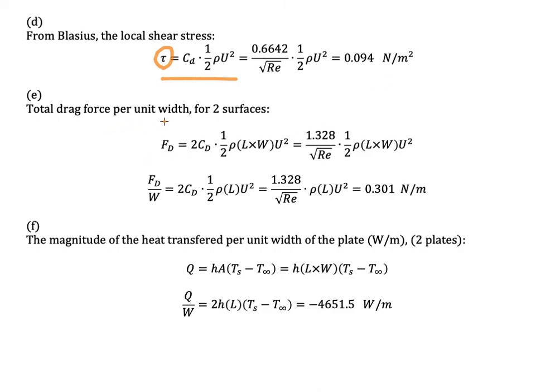The total drag force per unit width for two surfaces can be calculated by using this equation. The question wants it per unit width, so we need to divide by the value of width here. We could get the drag force per unit width as 0.301 newton per meter. The meaning of per meter here is per unit width. Then the magnitude of the heat transferred per unit width of the plate, for two plates, can be calculated like this. We could get negative 4651.5 watt per meter.